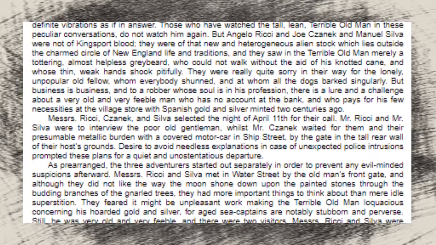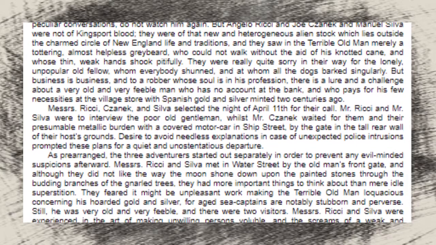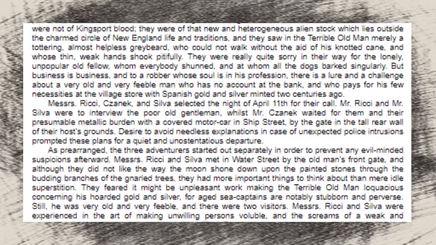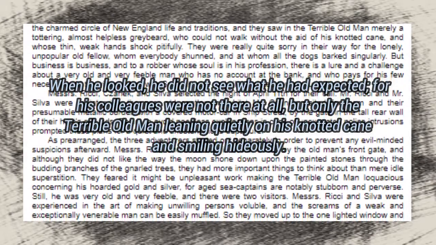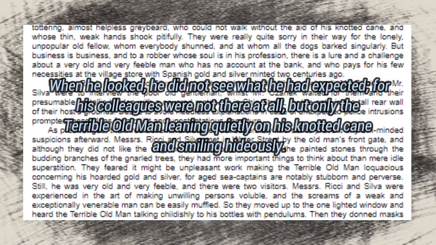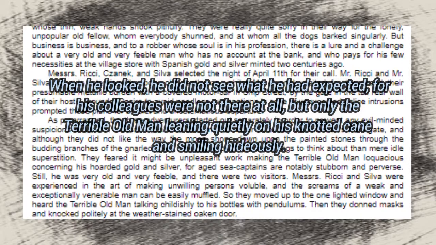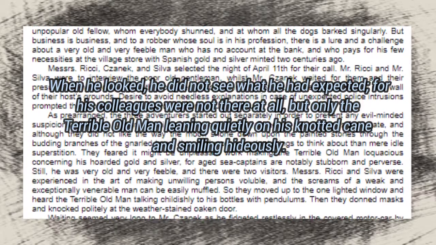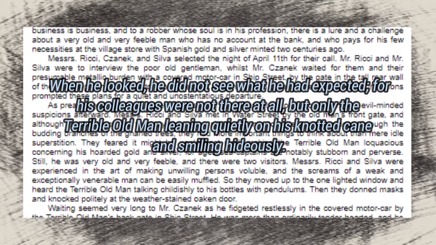During the climax of the story, this side of the elderly figure is shown, having defended himself from the people trying to break into his house, killing 2 of the thieves, and confronting the 3rd on his front lawn. The last of these criminals, Mr. Chanik, remains waiting for his assailants. "But when he looked, he did not see what he expected, for his colleagues were not there at all, but only the terrible old man, leaning quietly on his knotted cane and smiling hideously."